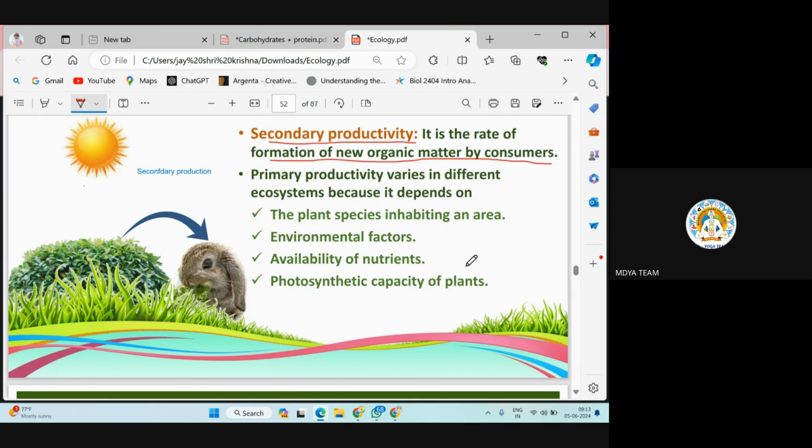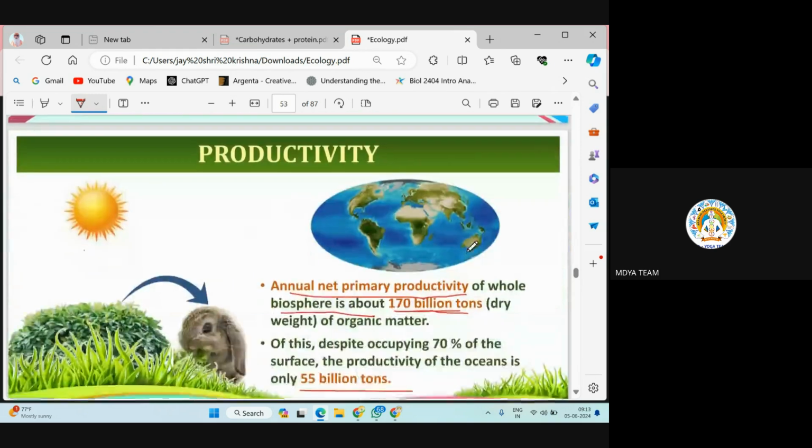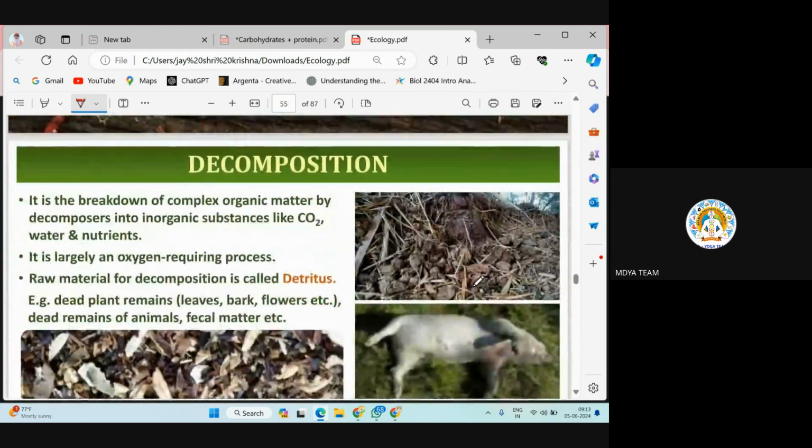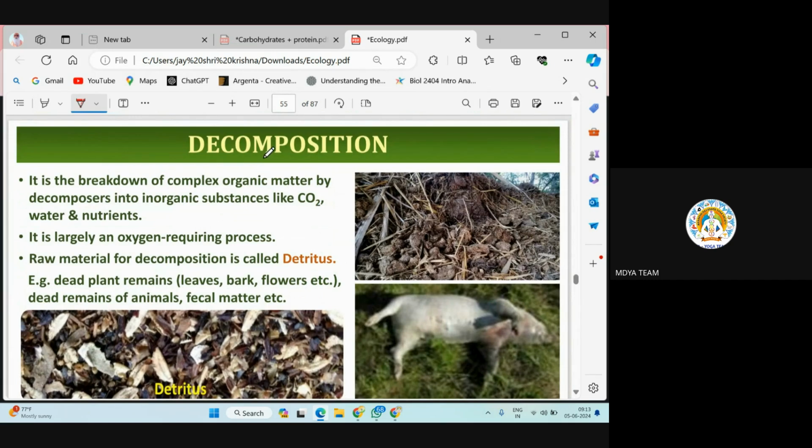Okay, secondary productivity is the rate of formation of new organic matter by consumers. So this is all about production. Decomposition is very much important for an ecosystem, just like production. It is the breakdown of complex organic matter into inorganic substances like CO2, water, and nutrients.